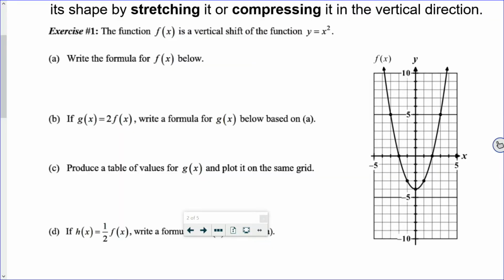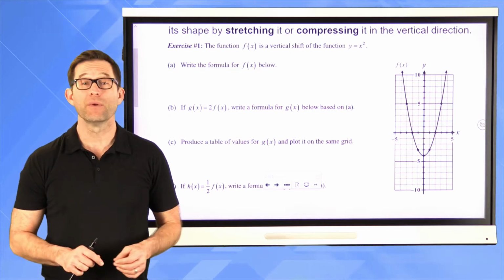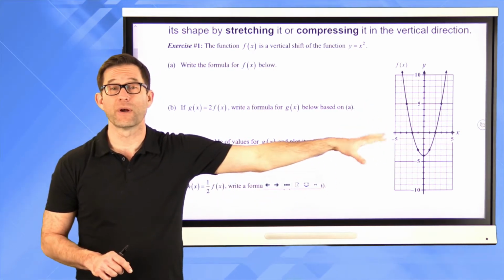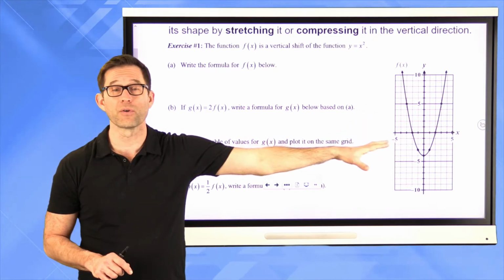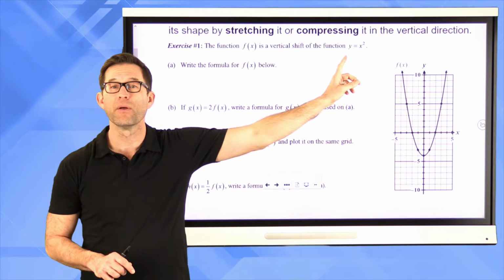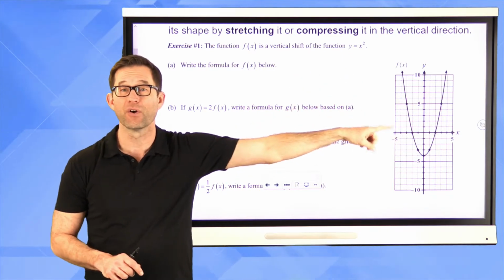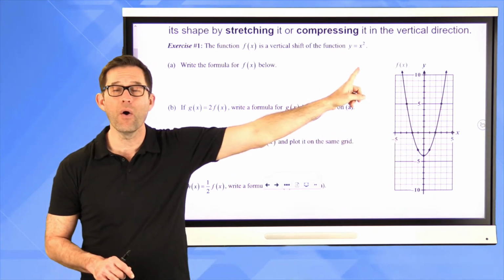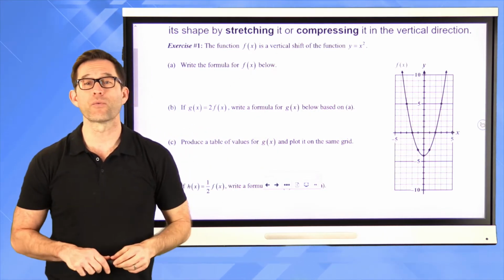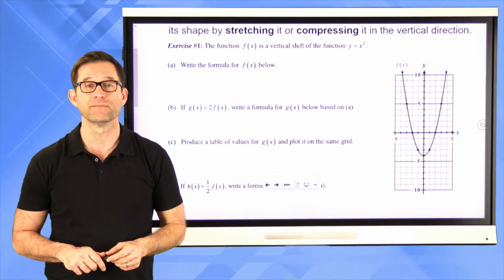The function f of x is a vertical shift of the function y equals x squared. Write the formula for f of x below. You're supposed to be able to look at this function after the work that we did with vertical shifting and horizontal shifting, but this is just a vertical shift. You're supposed to be able to build the formula of this function based on the fact that you know it's a shift of that function. So go ahead and see if you can write down the formula for f of x.